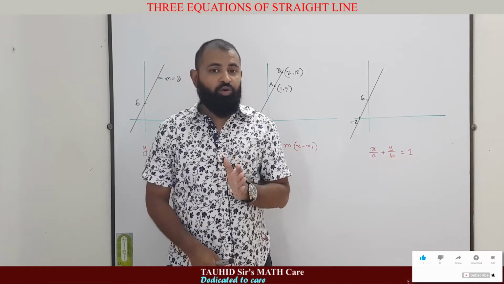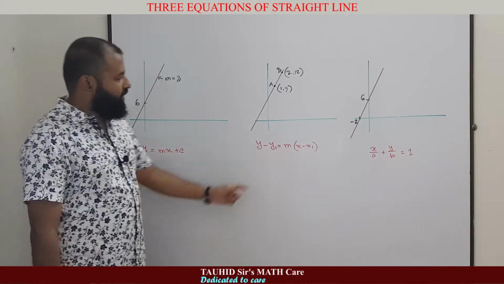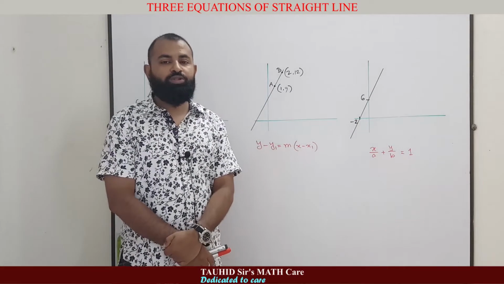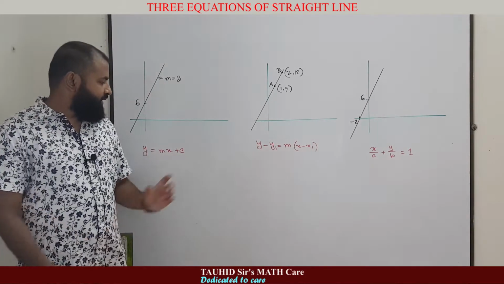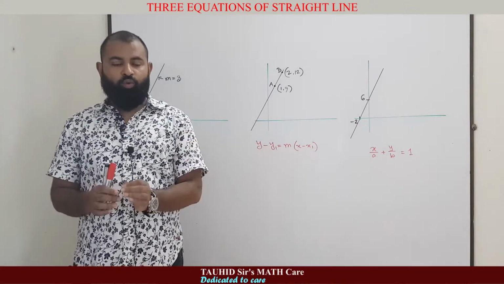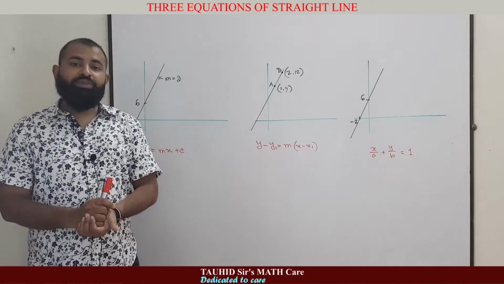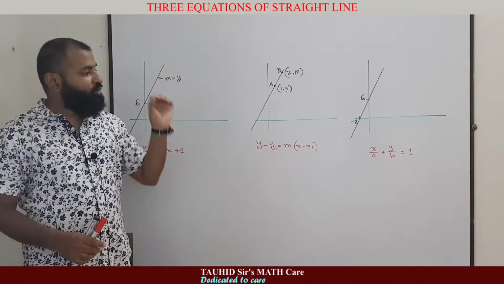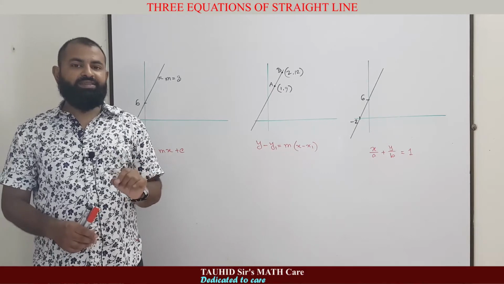And in this video, you will learn three equations of straight line: y equal to mx plus c, y minus y1 equal to m into x minus x1, and x by a plus y by b equals to 1. In our O level and A level syllabus, we will use these three equations of straight line. But what I should know in this video is the use of these equations according to the requirement of situation. That means in which situation, which equation should I use? That we will learn in this lecture.